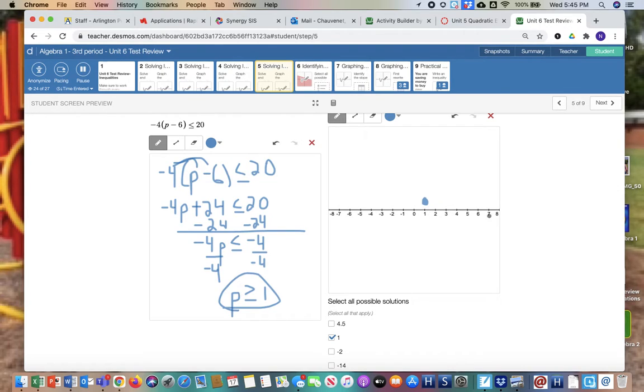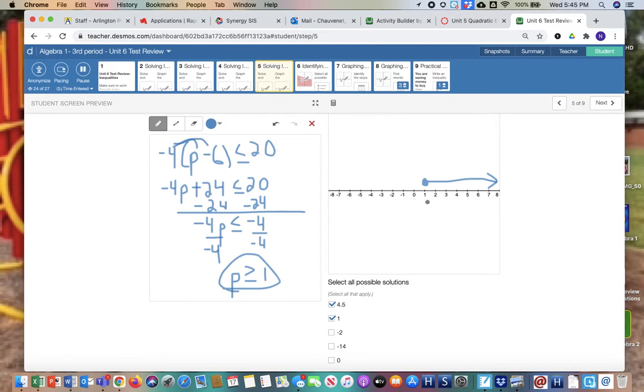Now we read it. It says p is greater than, so we're going to do an arrow to the right. So everything that's above 1 is a solution. So 4.5, yep, that's up here, that's a solution. -2, no. -14, definitely not. 0, no. So there's our solutions.